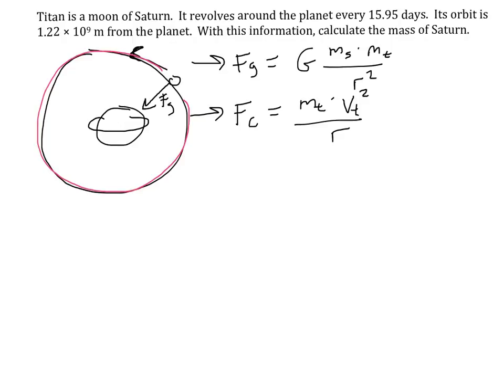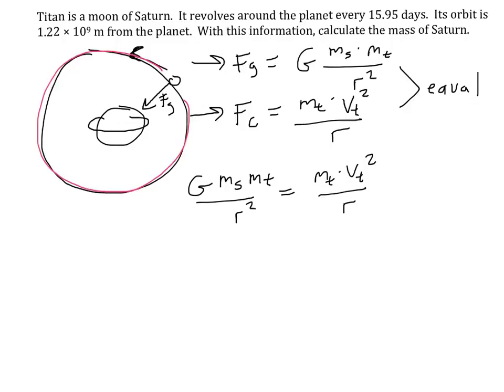And again, since there are no other forces acting on Titan, we know that these two things are in fact equal. So we can write these expressions equal to each other. So G ms mt over r squared equals mt times vt squared over r. And again, we look at this and we say, okay, what can cancel? The mass of Titan can cancel on both sides. This r can cancel, giving me an r here. And then what's left after this? I've got G ms over r equals vt squared.